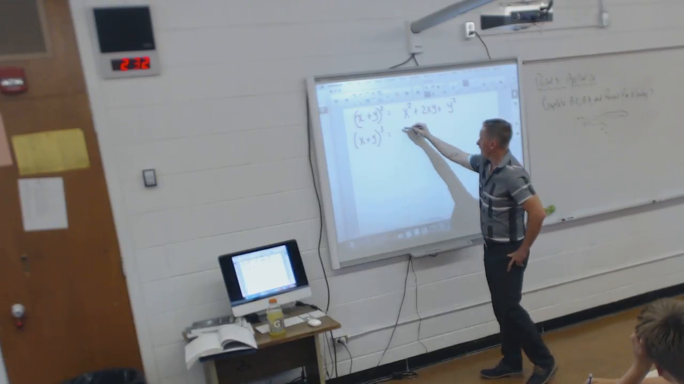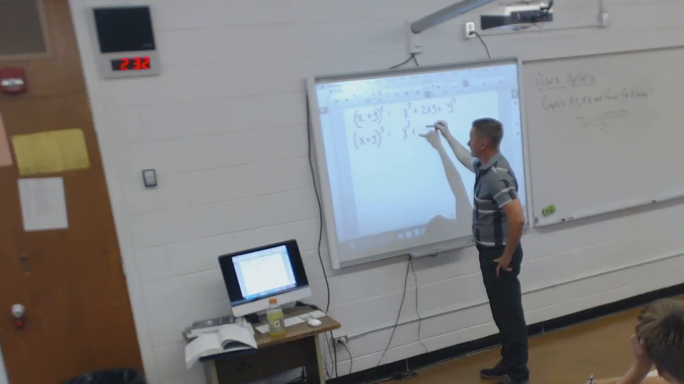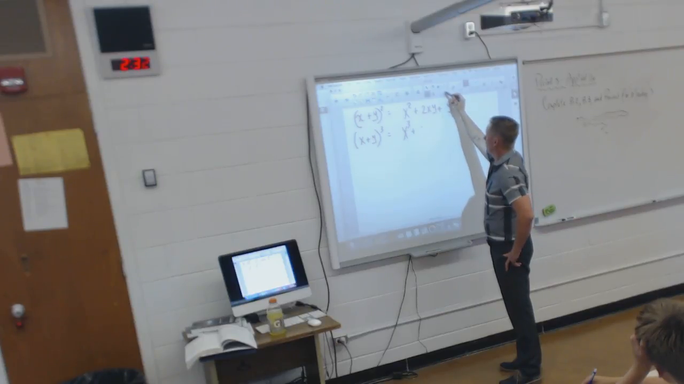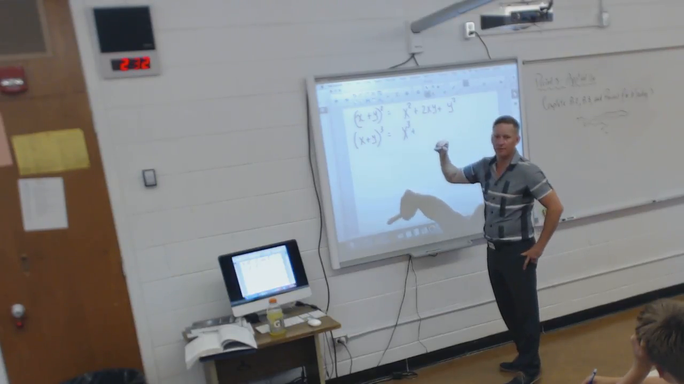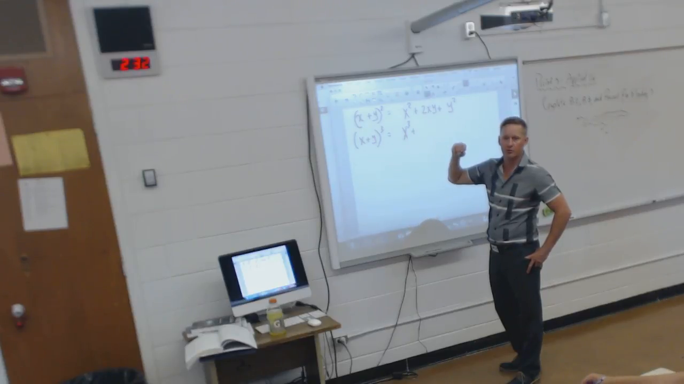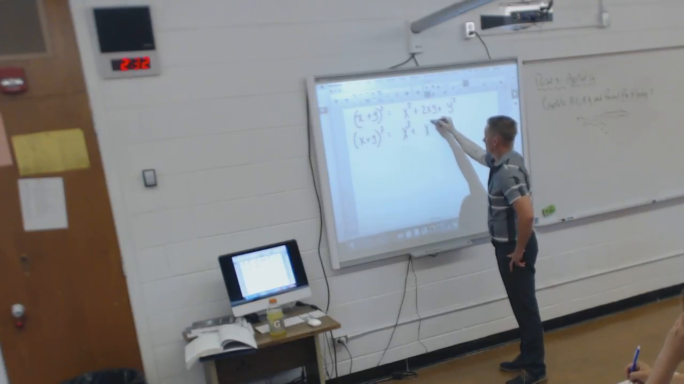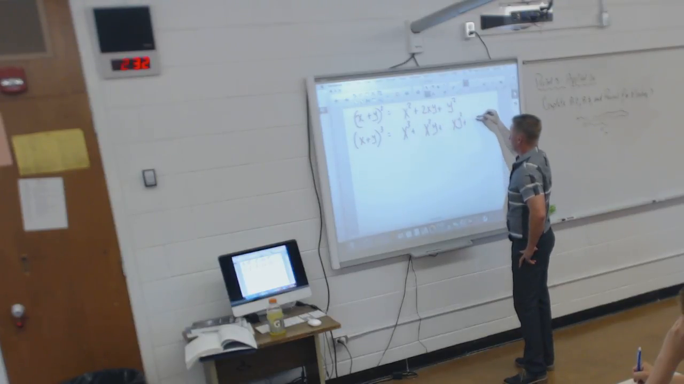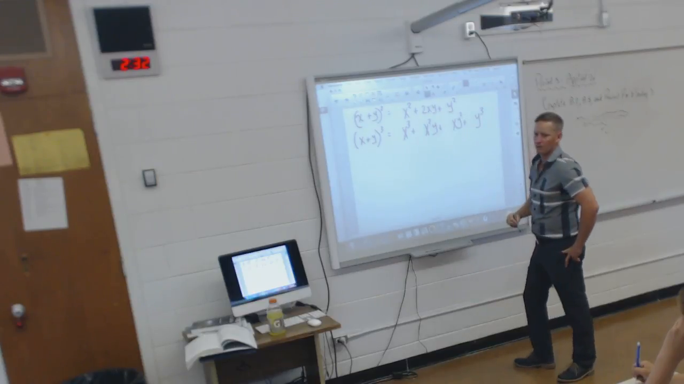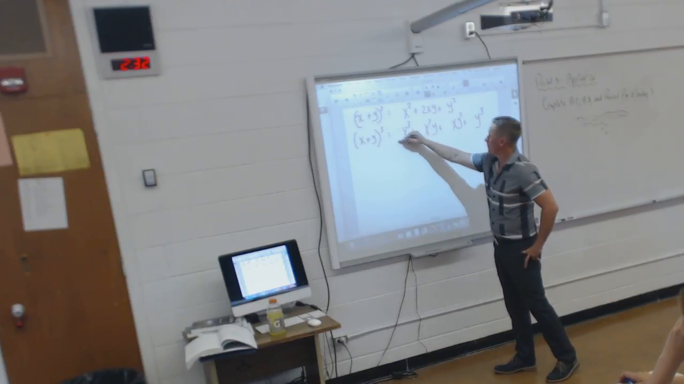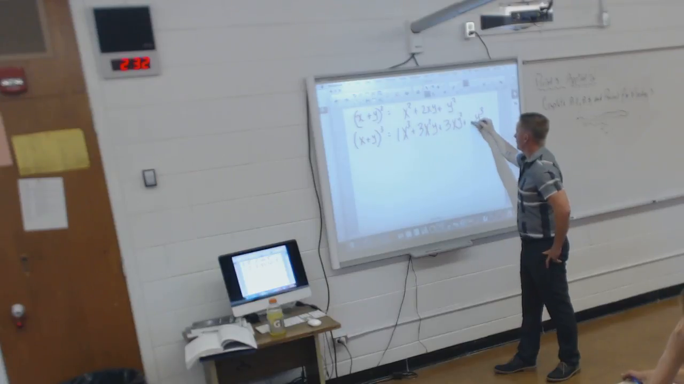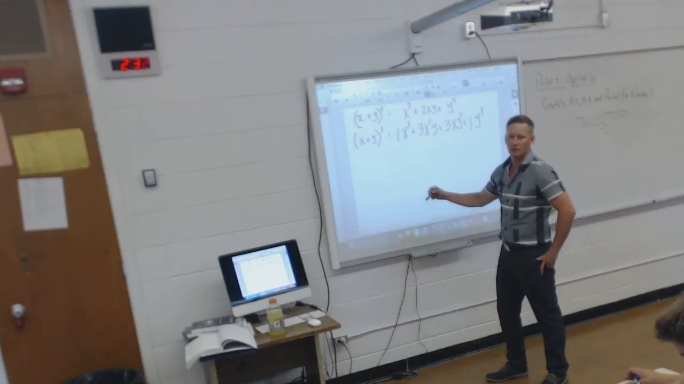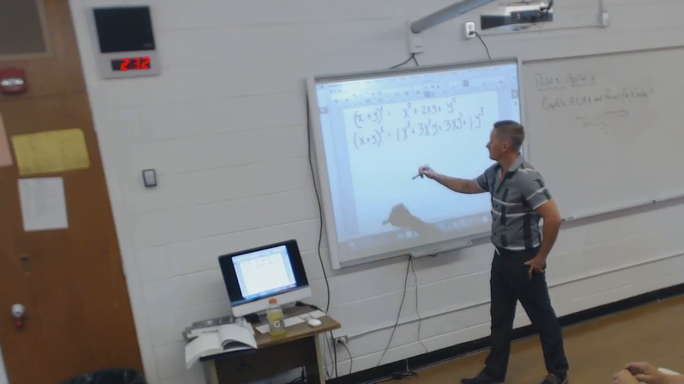Okay, let's expand this now. (x plus y) to the third. X to the third, plus 3x squared y. Okay, hold on a second. Let's just focus on the variables first, and then we'll come back and do the coefficients. X squared y, plus x y squared, plus y cubed. And then there are the coefficients: 1, 3, 3, 1. Right? You guys have done this before?